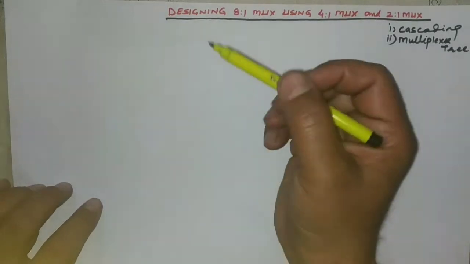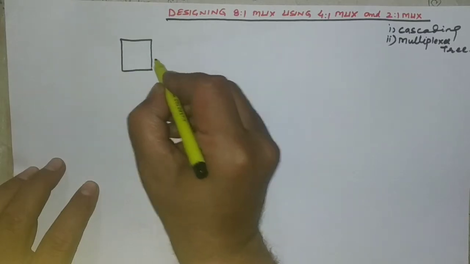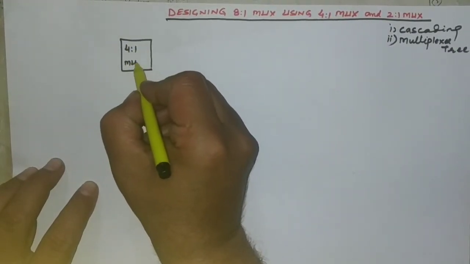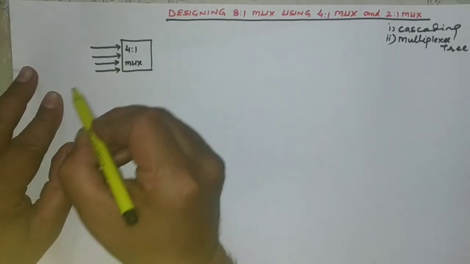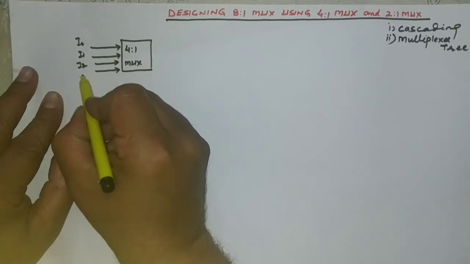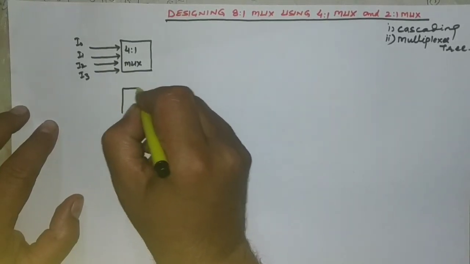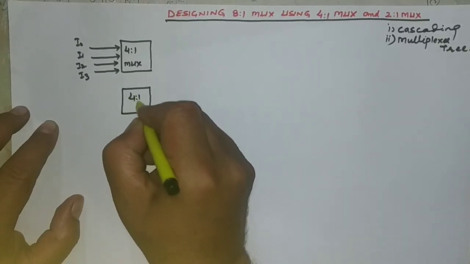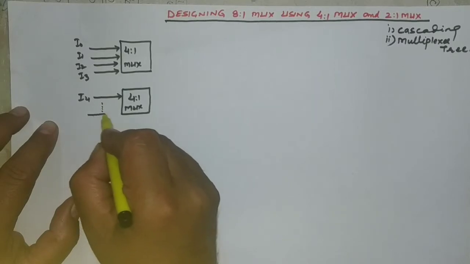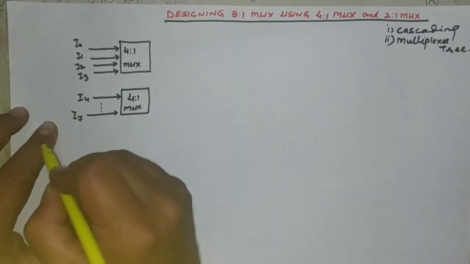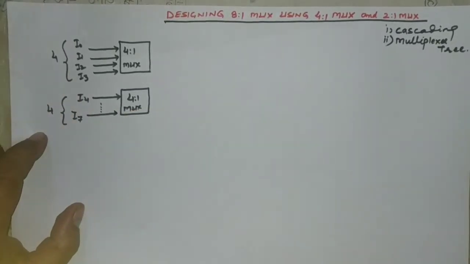So according to this requirement, we are taking 4 to 1 multiplexers, so 4 to 1 mux, and obviously it is having 4 inputs, say I0, I1, I2 and I3, but only 4 inputs, but we need 8 inputs, so we are taking one more 4 to 1 multiplexer, and the inputs are I4, I5, I6 and obviously I7. So 4 inputs here and 4 inputs here.